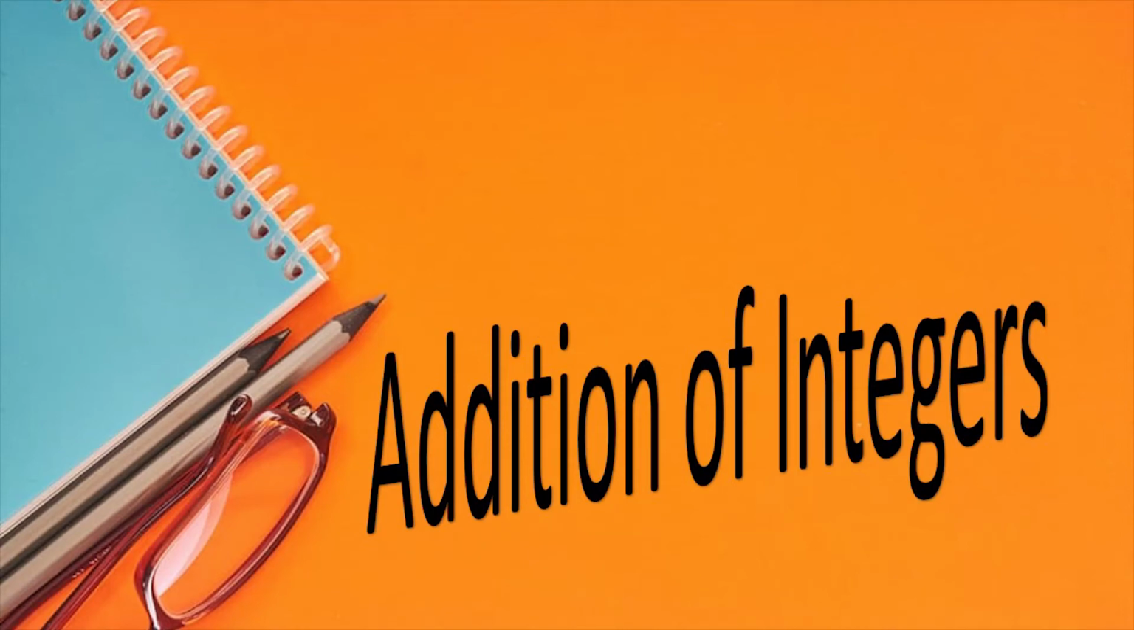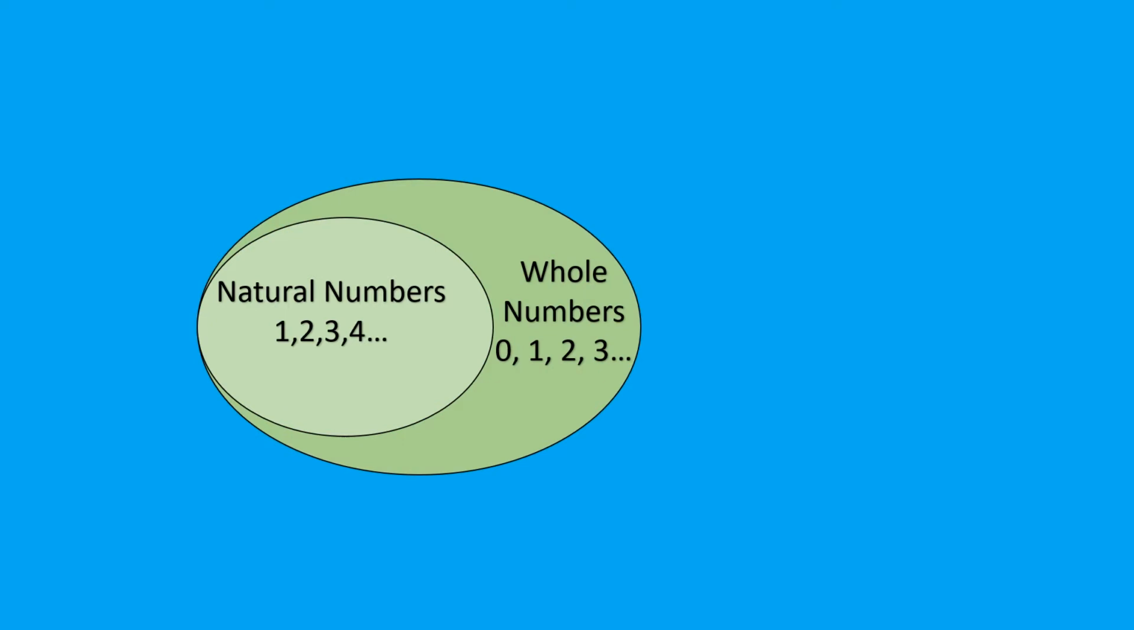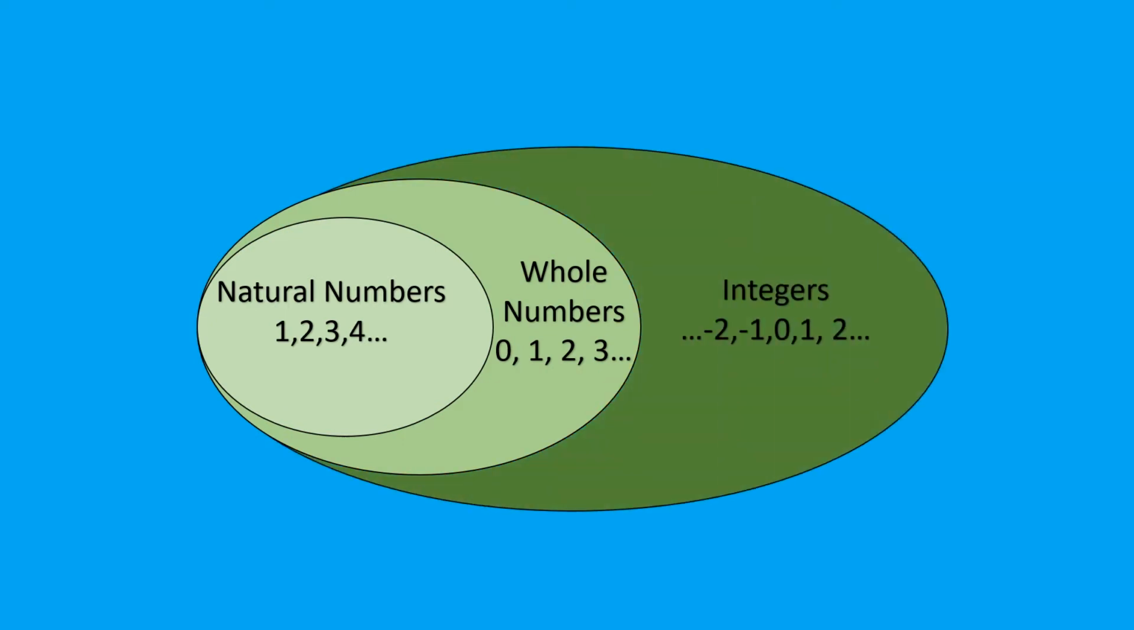Students, you know that natural numbers consist of all the counting numbers which start from 1 and go to infinity. Similarly, whole numbers include all these counting numbers and 0. And containing the natural numbers and whole numbers is the set of integers, which include the negative numbers as well. So from negative infinity to positive infinity, all the numbers are included in integers.